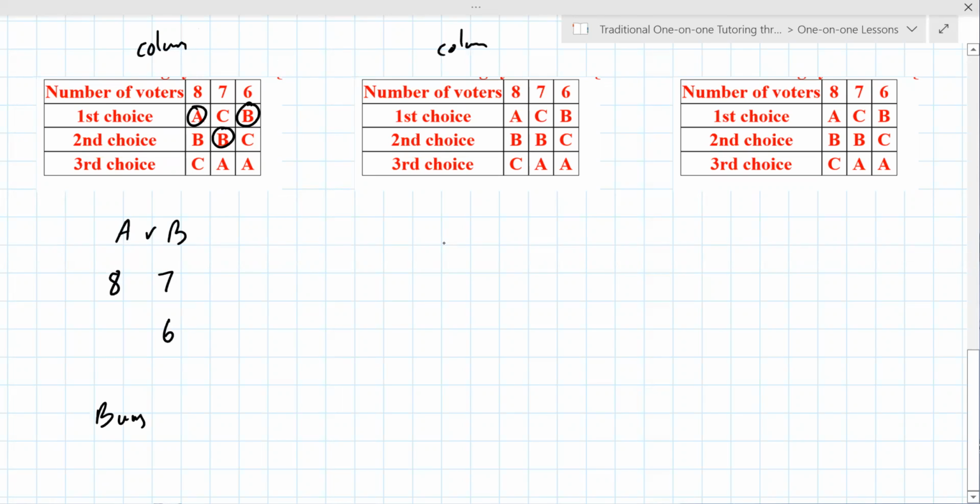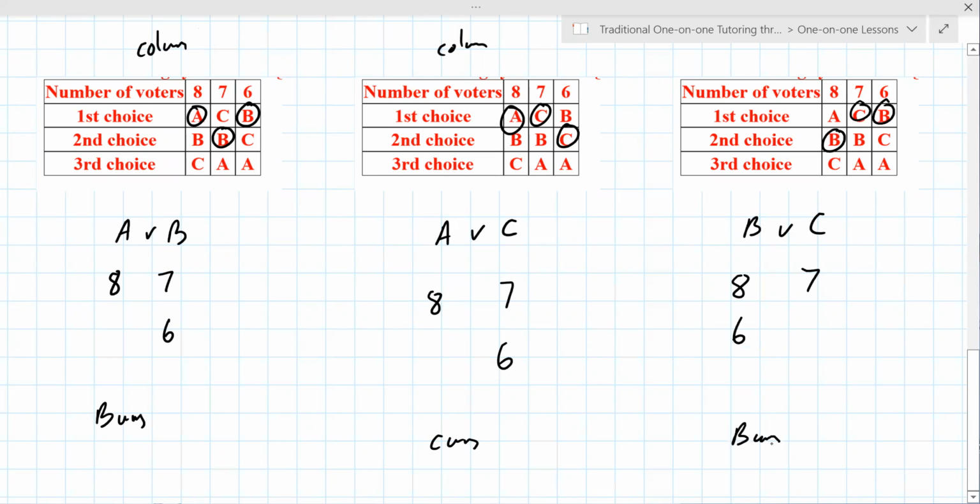Always going down the column. So now we'll do A versus C. Is that what we did next? Yeah, we did A versus C. Although you could make the case, why would you check? Since B won, you probably should just go right to B versus C to see if it wins. But we'll just keep going here. A wins, C wins, C wins. So C wins. And then B versus C again. B wins, C wins, and B wins. So B wins again.